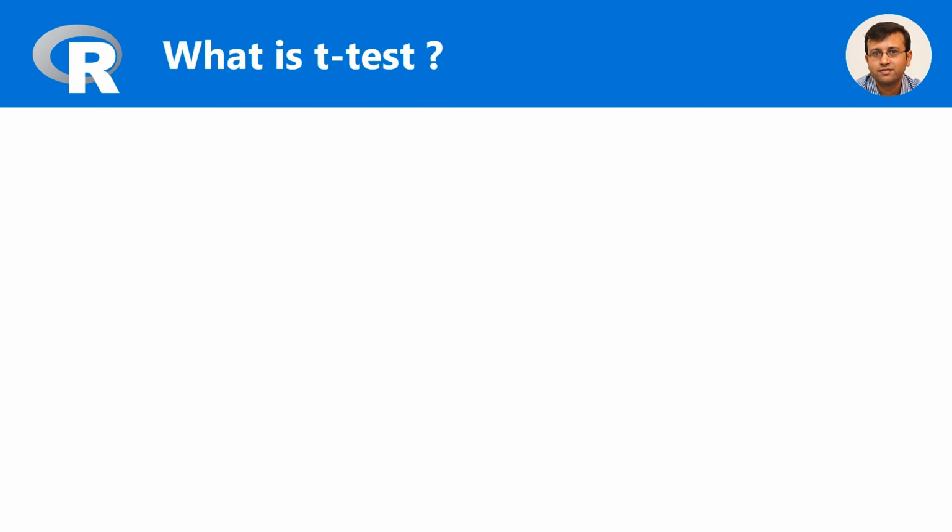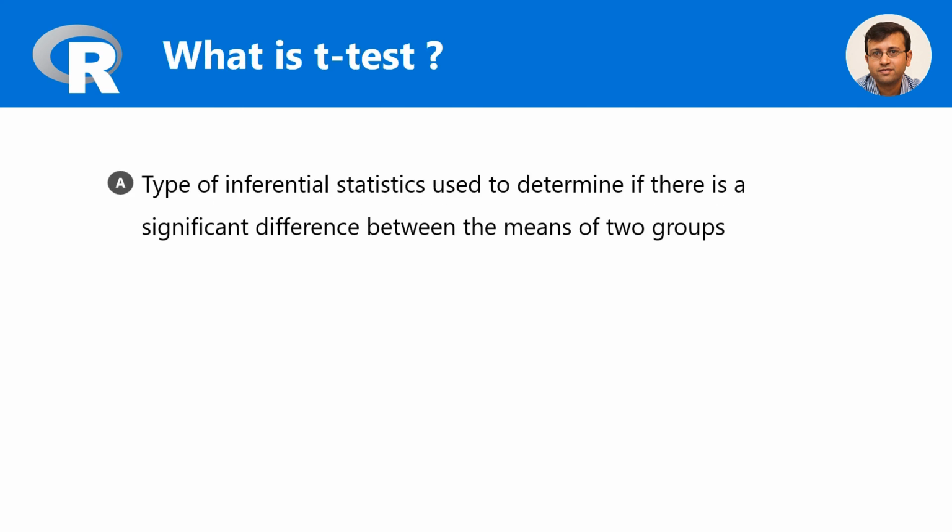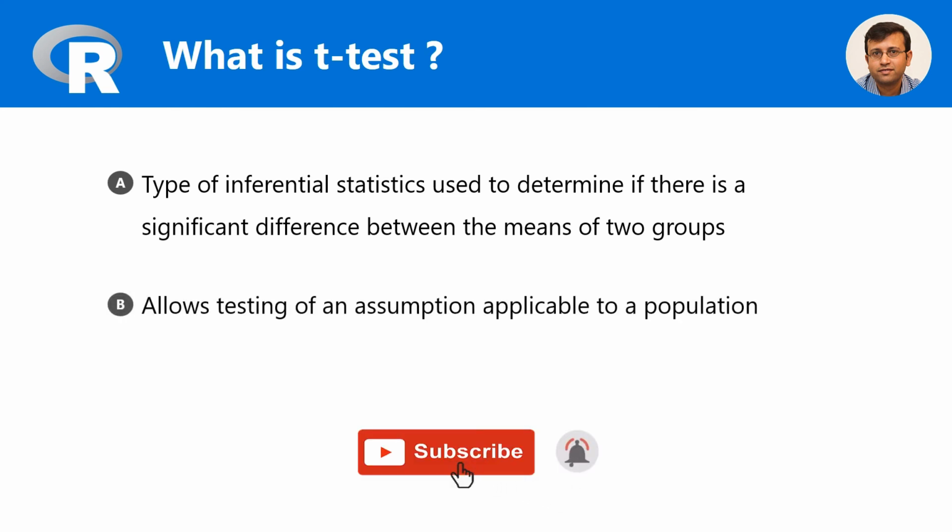To perform inferential statistics, we use the t-test. A t-test is a type of inferential statistics which is used to determine if there is a significant difference between the means of two groups, which may be related in certain features. A t-test is used as a hypothesis testing tool which allows testing of an assumption applicable to a population.